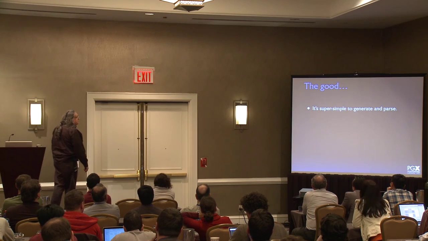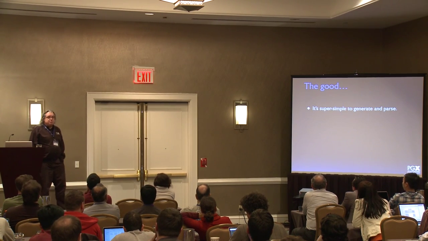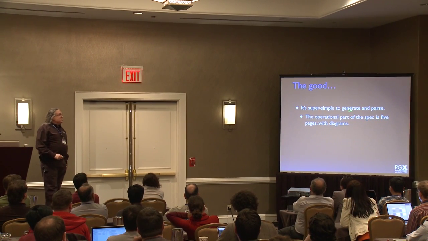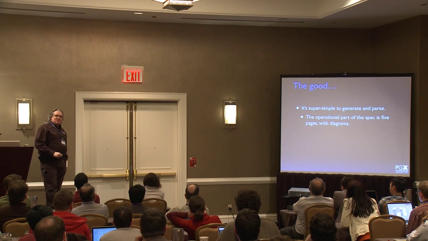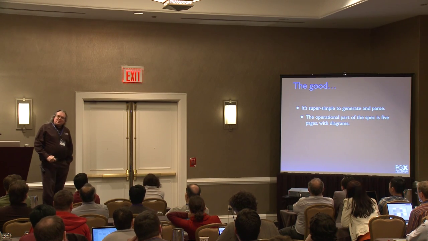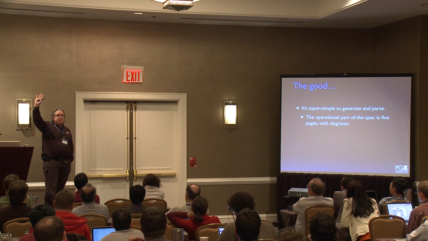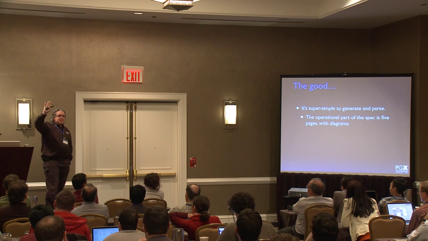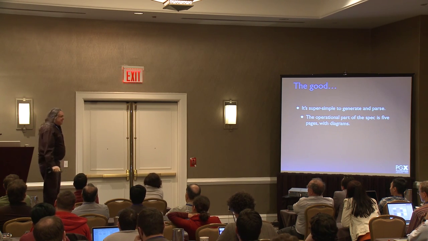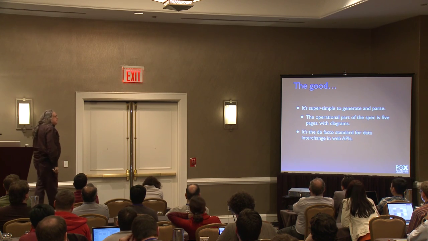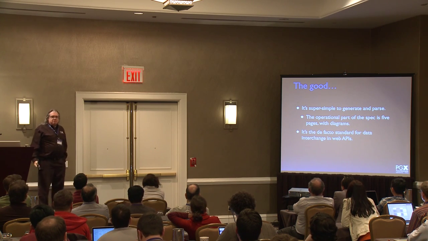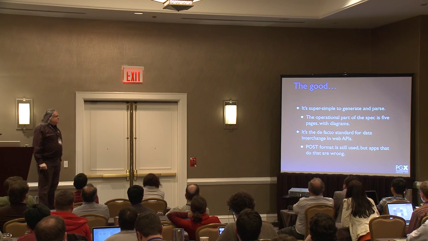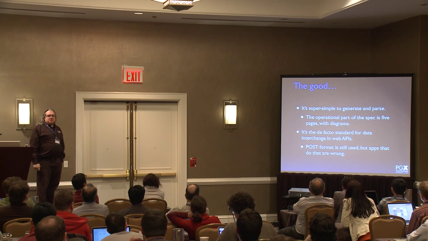So the good part is it's super simple to generate and parse. You are spoiled for choice in any modern language as to how many ways you can parse this thing. The spec's really easy to read. It's 5 pages with big pictures, which is refreshing coming from, anyone ever use ASN.1? Am I the only person old? One other person is old enough to remember ASN.1. JSON as a whole seems really nice compared to that, or even XML. And it's a de facto standard. Pretty much everybody uses it. Then once in a while somebody will pop up with XML, and I'll have to remember XML. Post format is still used, but applications that do that are wrong.